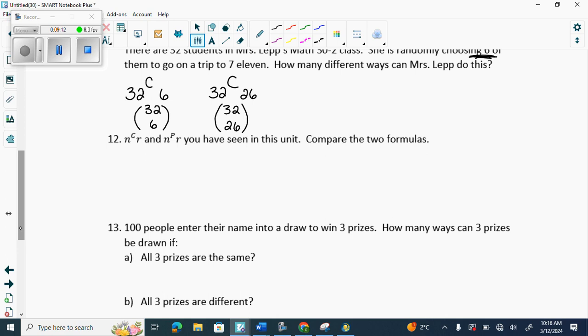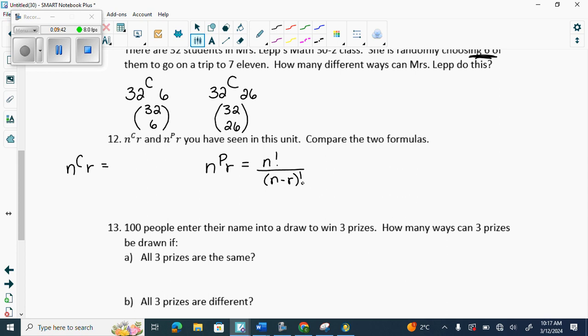For 12, we have nCr and nPr. You've seen in this unit, compare the 2 formulas. So remember, nCr is the nPr formula with an extra factorial. So nPr is n factorial over n minus r factorial. That's it. So if my calculator wasn't working and I couldn't use the 6P4 button, then I could use the formula, right?